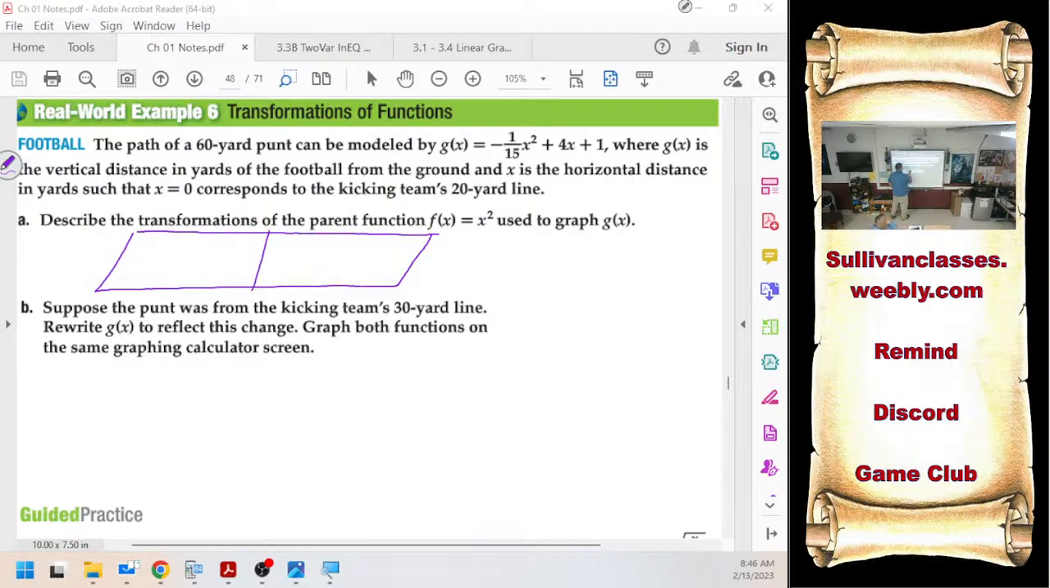There's my football field. There's my end zones. Here's midfield. And then we break that into 50 yards each section, so 4 sections apiece. 1, 2, 3, 4. 1, 2, 3, 4. Okay.